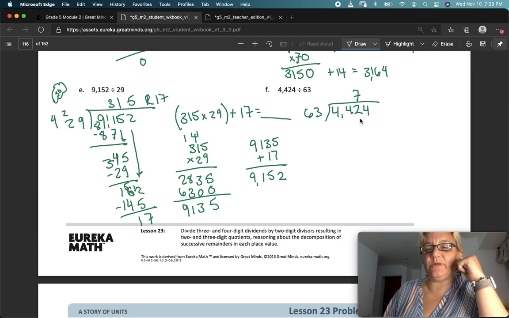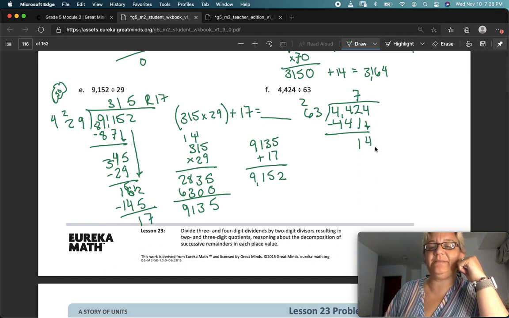7 times 3 is 21, carry the 2. 7 times 6 is 42, plus 2 is 44. Wow, look at that. We were close, weren't we? We got really good. All right, leftover, remainder is 1. Bring down the 4.